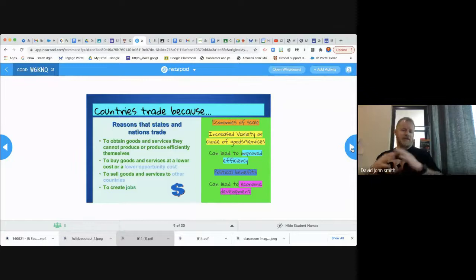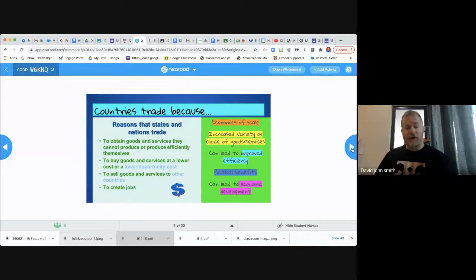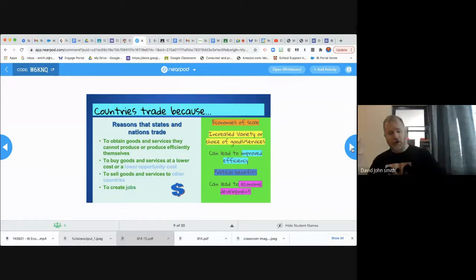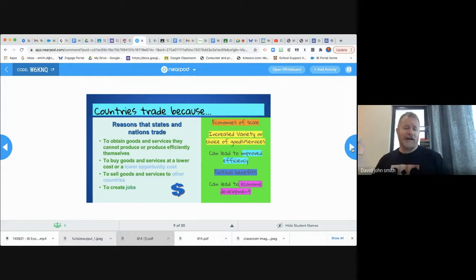Might be that they're just wanting to sell their goods to other countries, so increase the market, sell more products, increase their revenues, create more jobs, more income, etc. All of that are really good reasons why countries trade. From an economics point of view, additional concepts we could think about and add into our answers: economies of scale. You've got a bigger market, so you've got more scale, right? Decreasing costs of production potentially because of that. Increased variety, choice of goods and services for the consumers. Improved efficiency because of the level of competition.